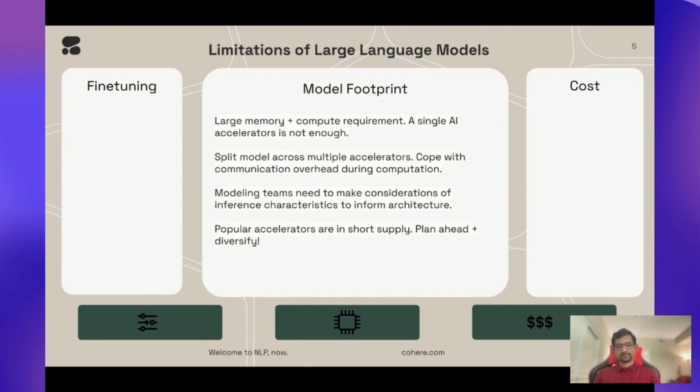to cope with that. The modeling teams that actually train these models and build the architecture for these models need to take into account the inference characteristics of these models. For example, what kind of tokenizer are you using, what kind of attention mechanism are you using, and so on. And then use that to inform their decisions down the line as they go and optimize these models for inference. It's not something that can be an afterthought anymore.